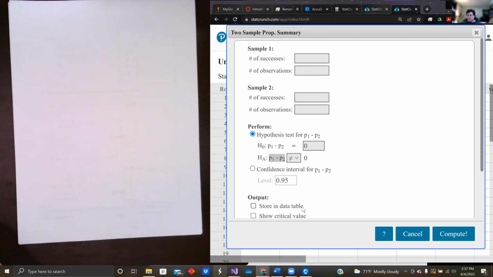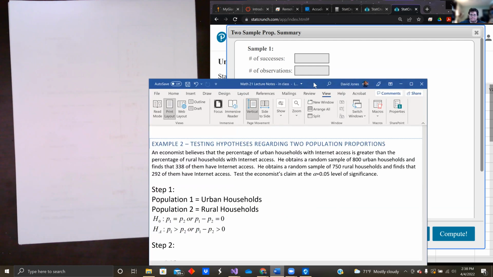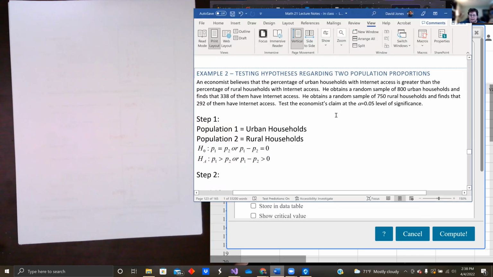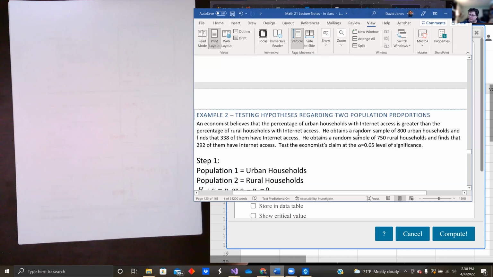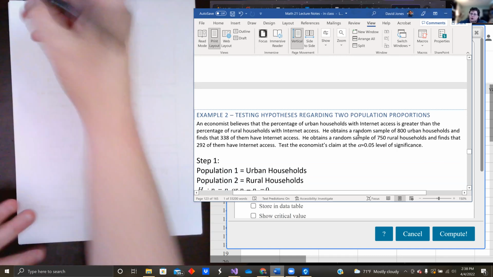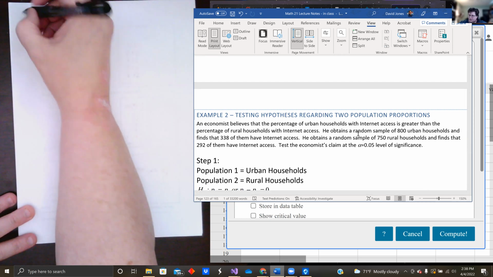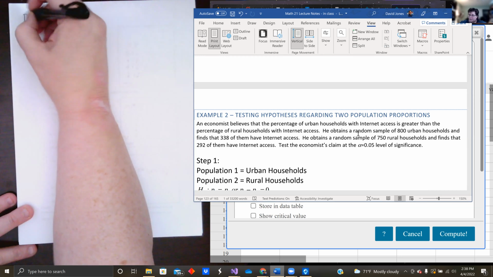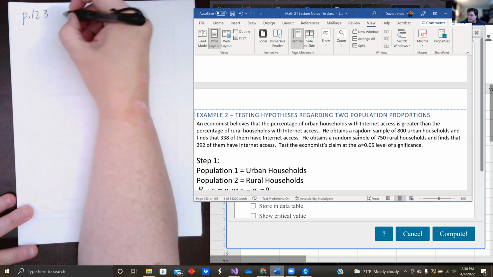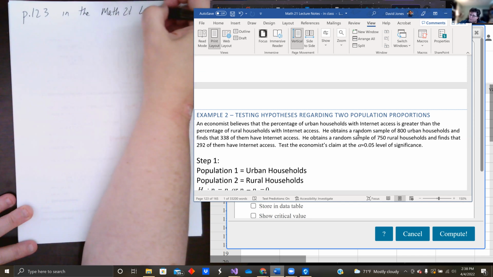Let's go on to looking at an example. I'm in those lecture notes I was telling you about. Yeah, let's just do this one. We'll start with this one and do a couple. This is from one of the pages in the lecture notes we have in Canvas, which I showed you the other day. This is page 123 in the Math 21 lecture notes document.